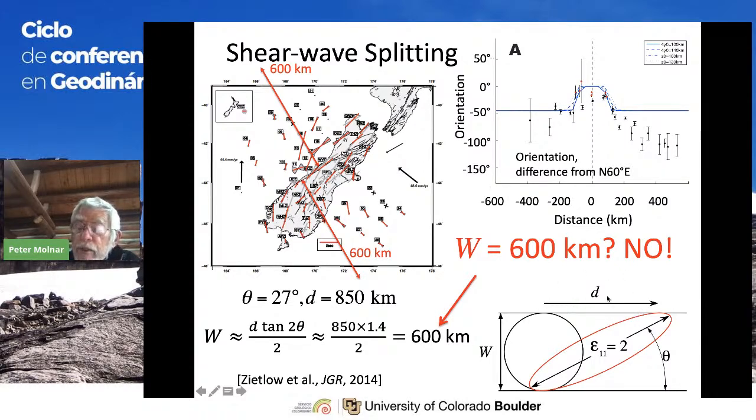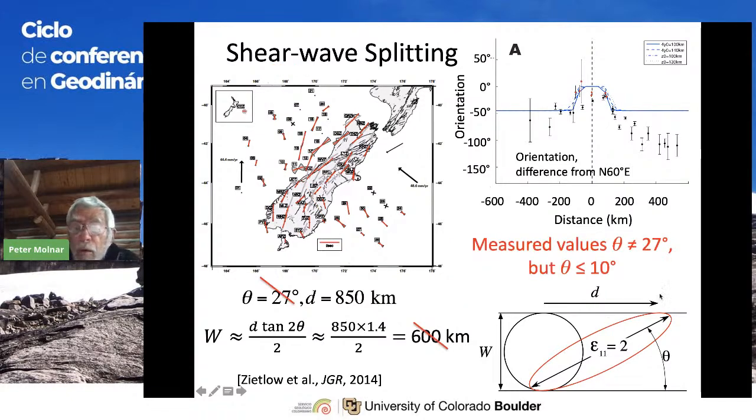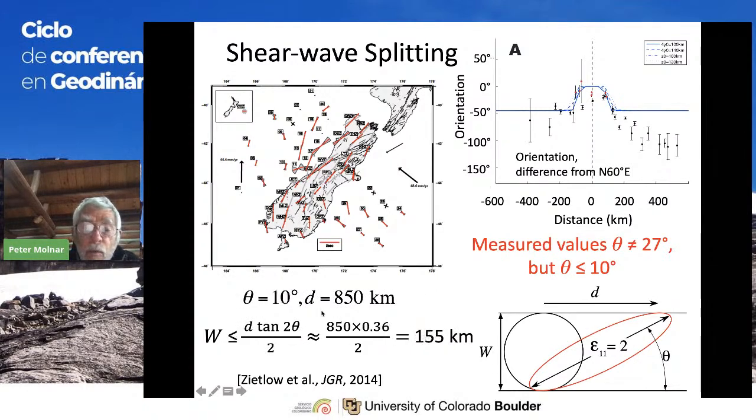Surely not the assumption of the displacement, because the plate reconstructions are good. So what have we done wrong? Well, actually, the alignment in here isn't 27 degrees. The alignment is less than 10 degrees. The orientation of the maximum of the polarization of the faster quasi-S wave, and hence the orientation of theta in here, of this ellipse, is much closer, less than 10 degrees. It's not 27 degrees. We throw out the 27. We reject the 600. We put in 10 degrees.